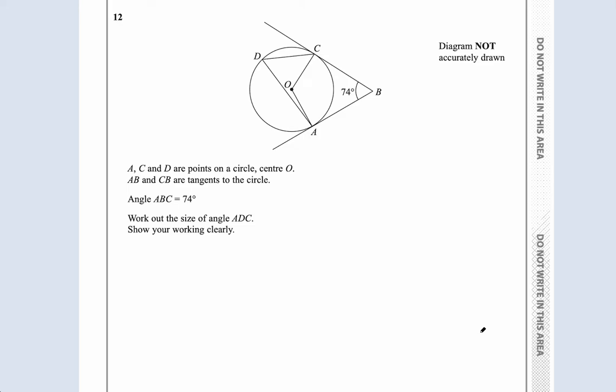Okay, question 12. Circle theorems. A, C, D are points on a circle center O. AB and CD are tangents to the circle.